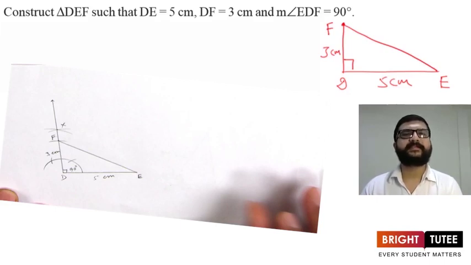So we are ready with the triangle DEF, which is right angled at D, that is angle EDF is 90 degrees and DE is 5 centimeters and DF is 3 centimeters. So this is what we have to do in this question. Now let's move to the next question.